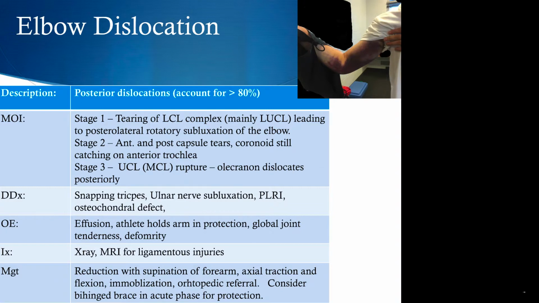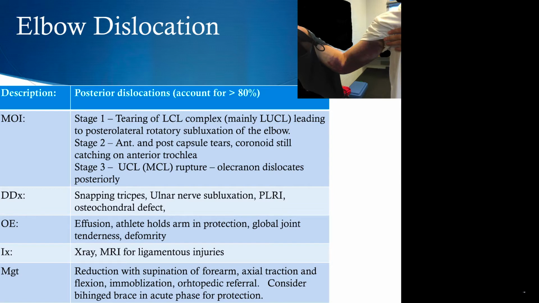Stage 2, the anterior and posterior capsule tears, and essentially the elbow is beginning to dislocate. It's just that the coronoid is still catching on the anterior trochlea. And then the final stage, the ulnar collateral ligament or medial collateral ligament on the inside of the elbow tears or ruptures, and this is when the olecranon dislocates posteriorly. The differential diagnosis includes snapping triceps, ulnar nerve subluxation, posterolateral rotatory instability, and osteochondral defects.